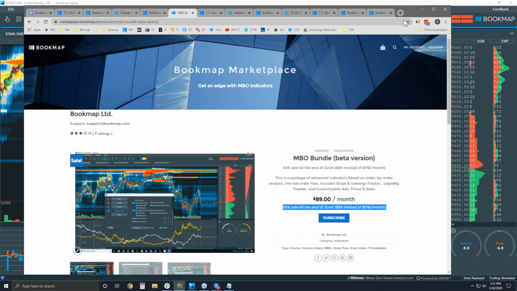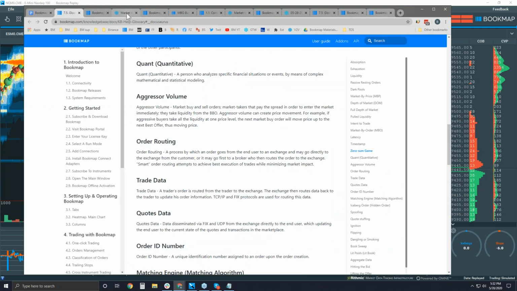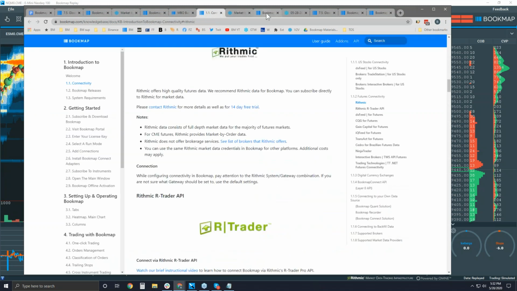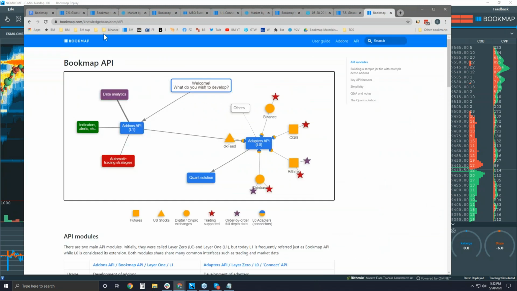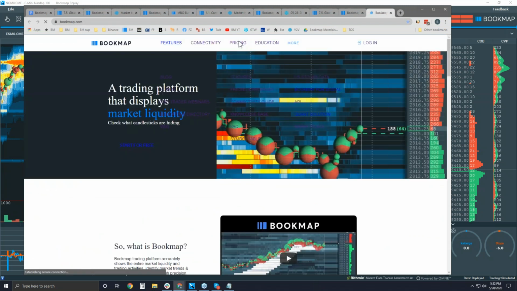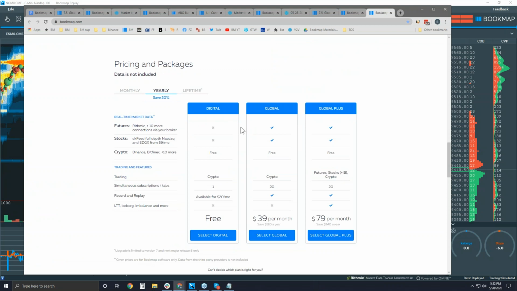Do you need to have the global version to use the MBO bundle? You can either have global or global plus. It doesn't matter. The difference, and I'll go through it in the pricing, is... Let me just go back to Bookmap here. Global and global plus, the difference is the add-on indicator package you get with global plus.